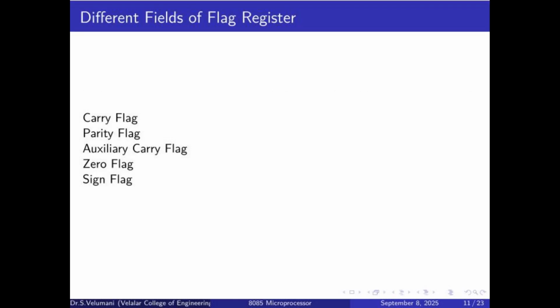Different fields of the flag register are named. I already told you, 5 flags we have seen. What are they? Carry flag, parity flag, auxiliary carry flag, zero flag, sign flag.